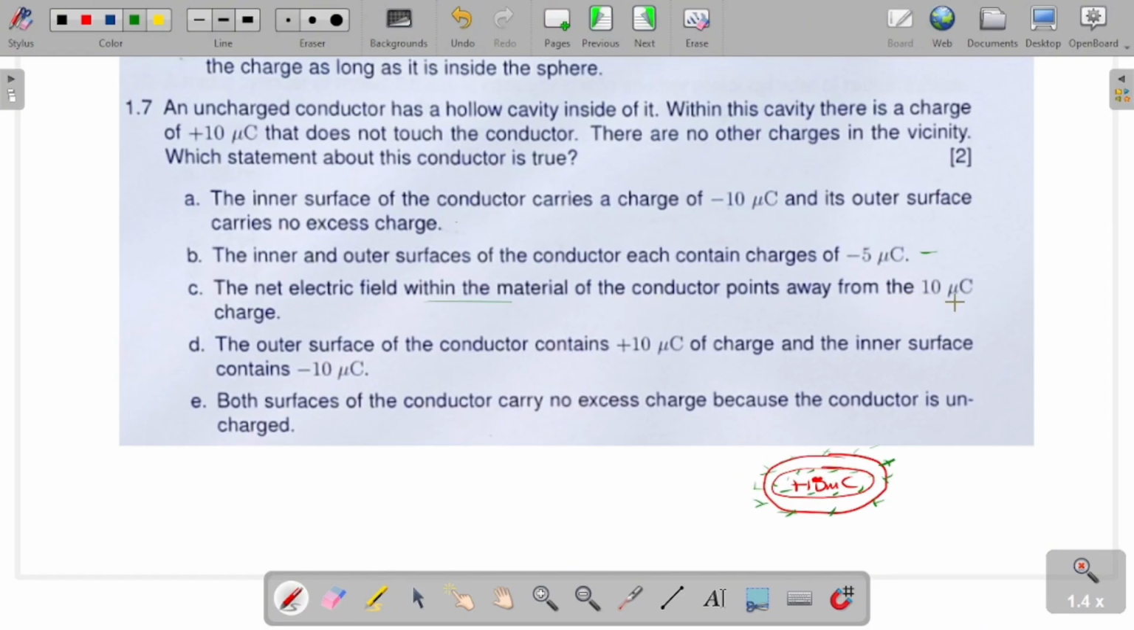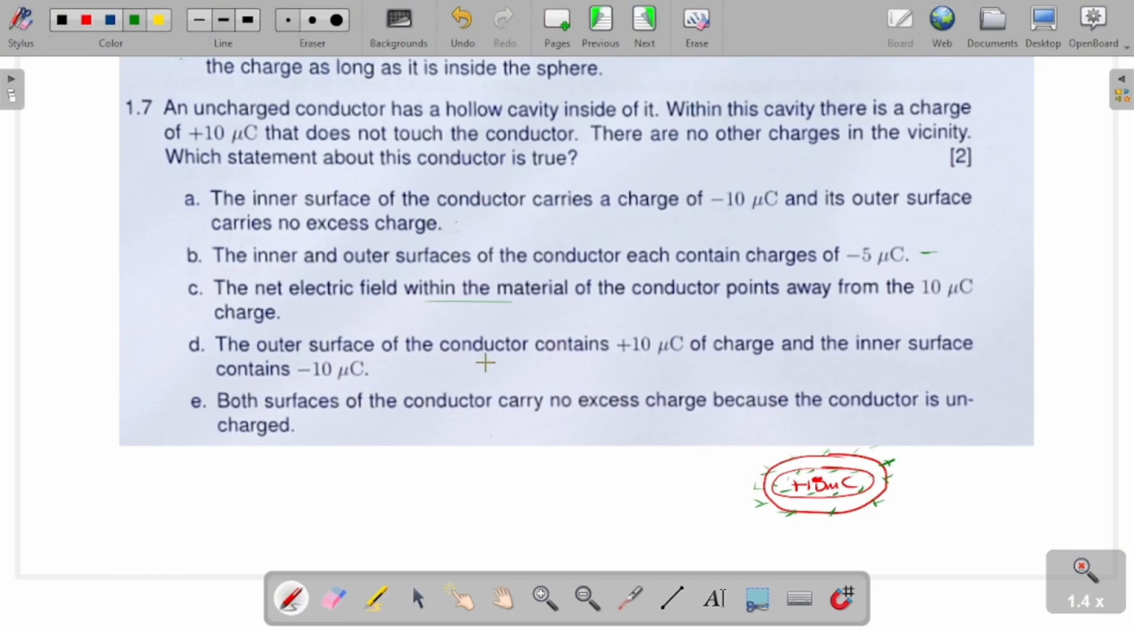And they are saying it is from the positive one. The positive one is going to give out flux outward, but not where they are saying it is, not within. Within means here, because it's hollow. They are saying here, which is not true.